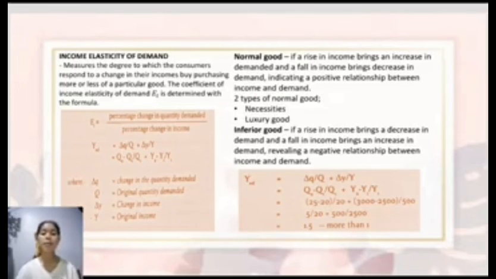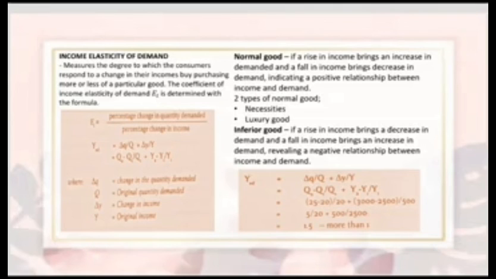In income elasticity of demand, we have to distinguish normal goods from inferior goods. A good is considered a normal good if a rise in income brings an increase in demand, and a fall in income brings a decrease in demand. For most goods, the income elasticity coefficient is positive, meaning that more of them are demanded as income rises. However, the value of the coefficient varies greatly among normal goods.